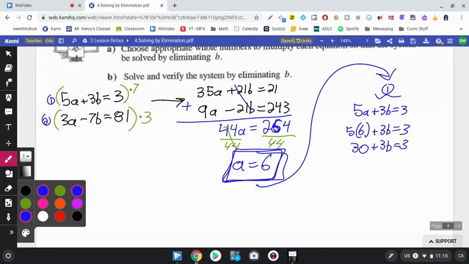I'm solving through. I won't show my work here. 3 minus 30 is negative 27, so b equals negative 9. Awesome. I have a, I have b, I have solved my system. It asks us to verify, but we're not going to verify for time's sake. I have both of my answers.